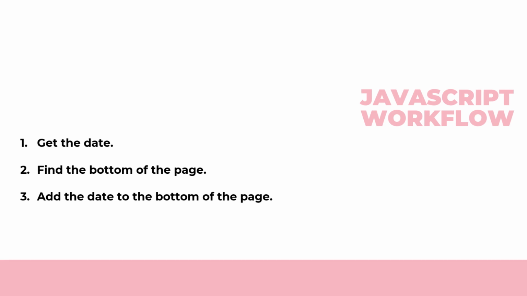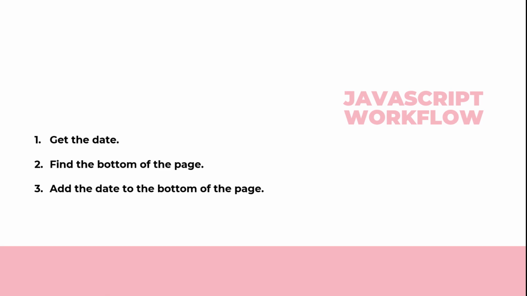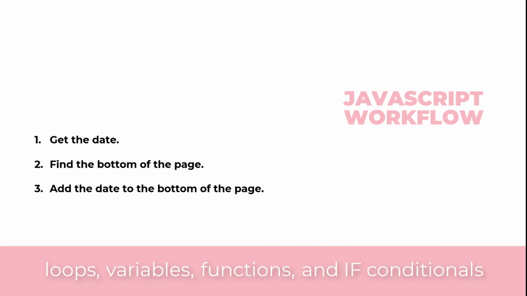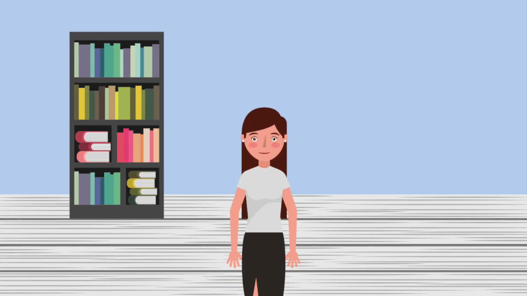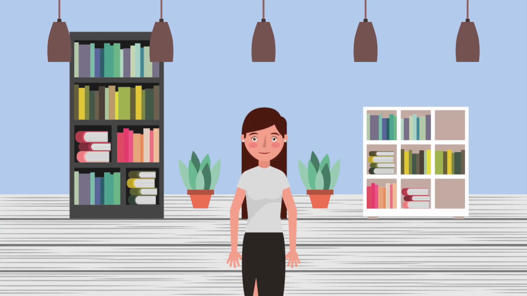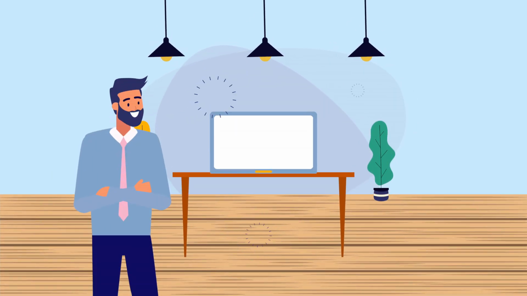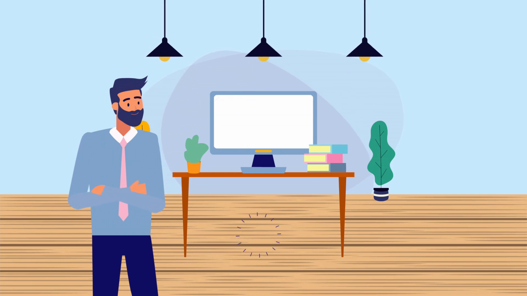Next, review this list of steps and identify any loops, variables, functions, and if statements or conditionals that you might need. Finally, brainstorm your instructions for the computer before writing your code. By using the JavaScript workflow, you can ensure that by the time you write a single line of JavaScript, you've already worked out exactly what needs to go into your code. There's no more racking your brain trying to figure out what comes next, and less time debugging or changing your code because you forgot something.